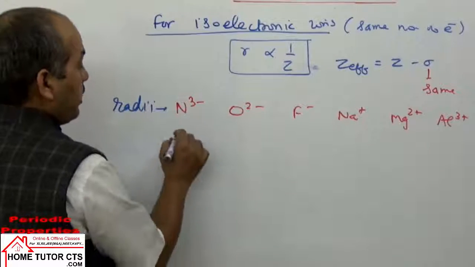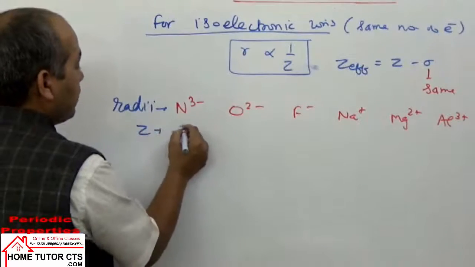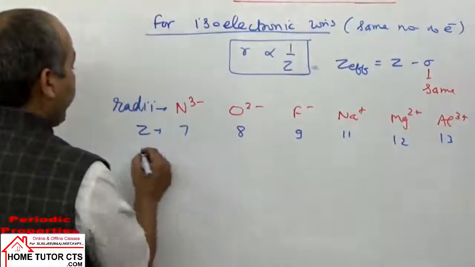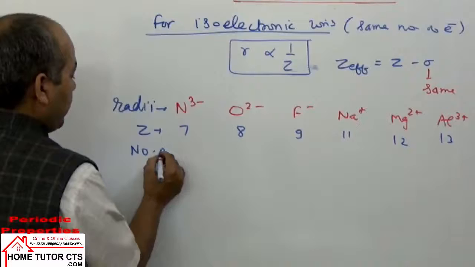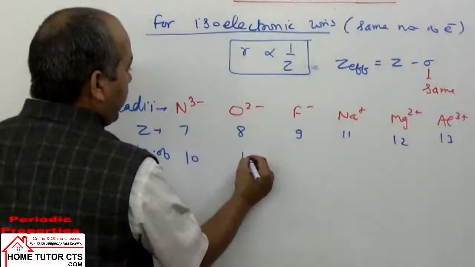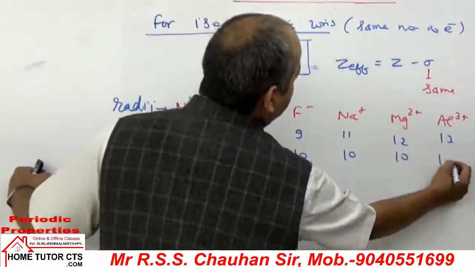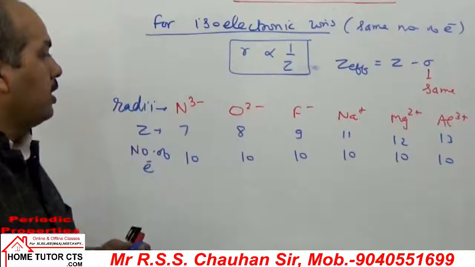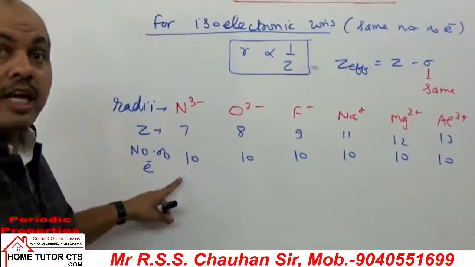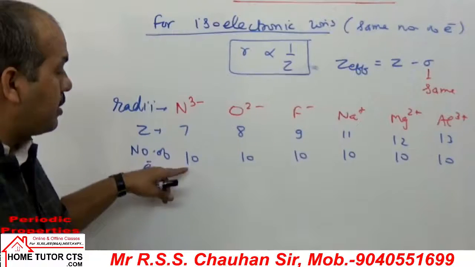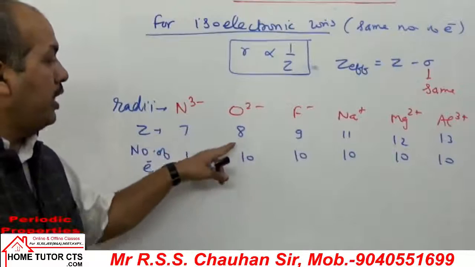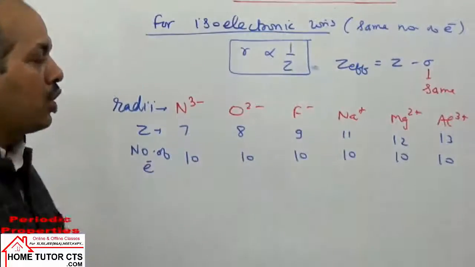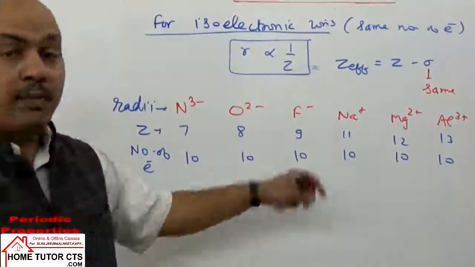In all these cases, what is the atomic number of the elements? 7, 8, 9, 11, 12, 13. And how many electrons do they contain in each case? 10, 10, 10, 10, 10, 10. All of them are isoelectronic species. Here 7 protons are attracting 10 electrons, so the attraction by the nucleus on the electrons will be less. Here 8 protons attract 10 electrons, 9 protons attract 10 electrons, 11 protons attract 10 electrons, 12 protons attract 10 electrons, or 13 protons attract 10 electrons.